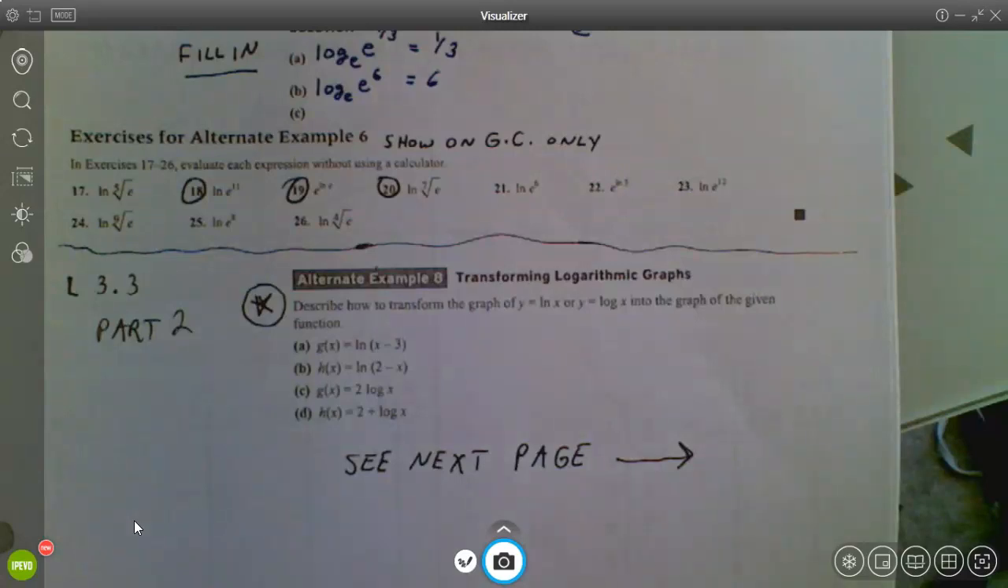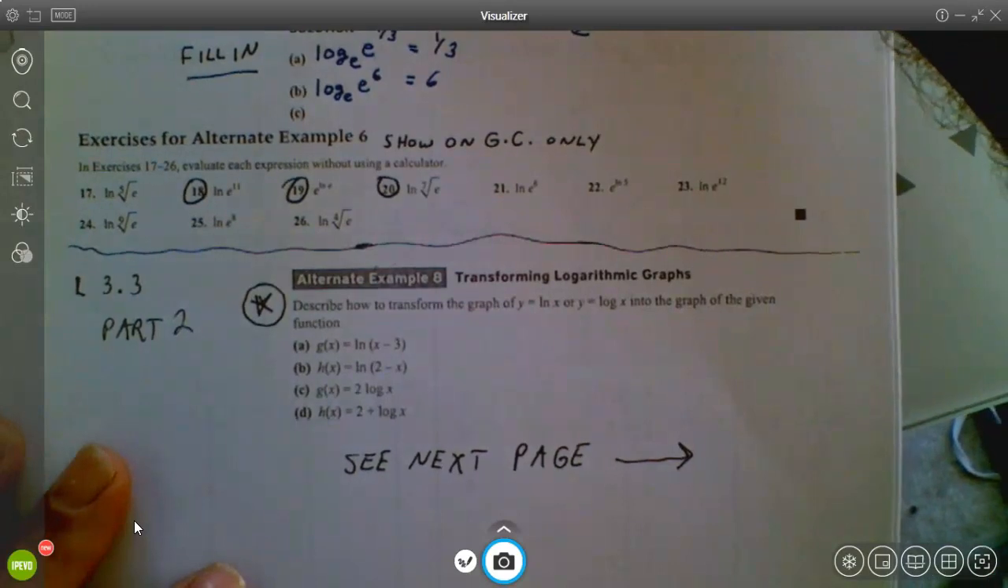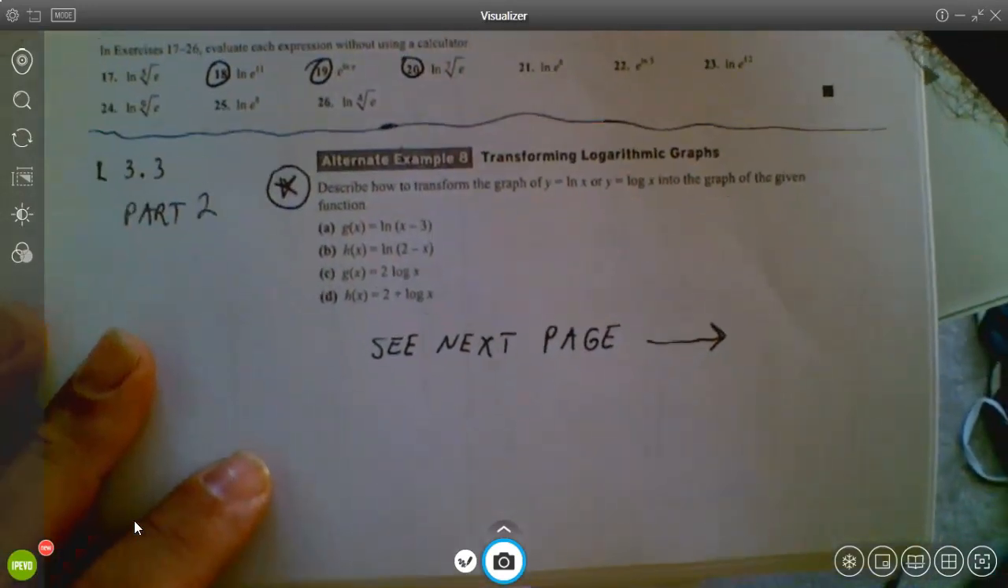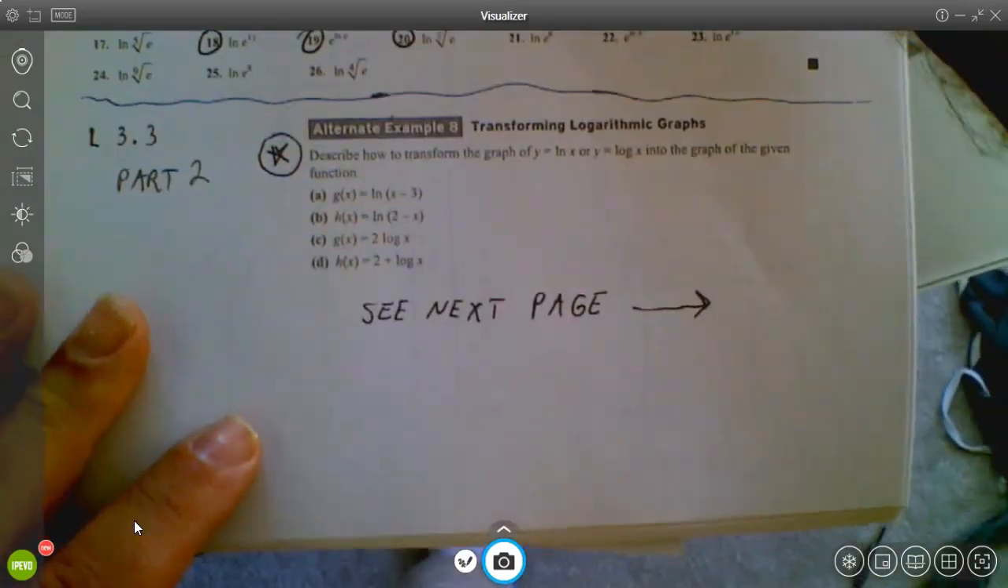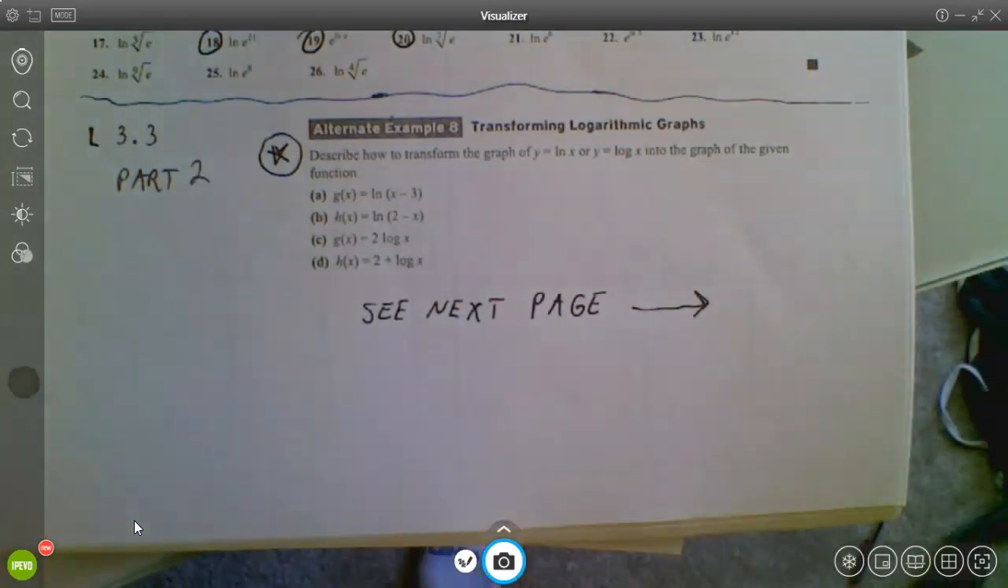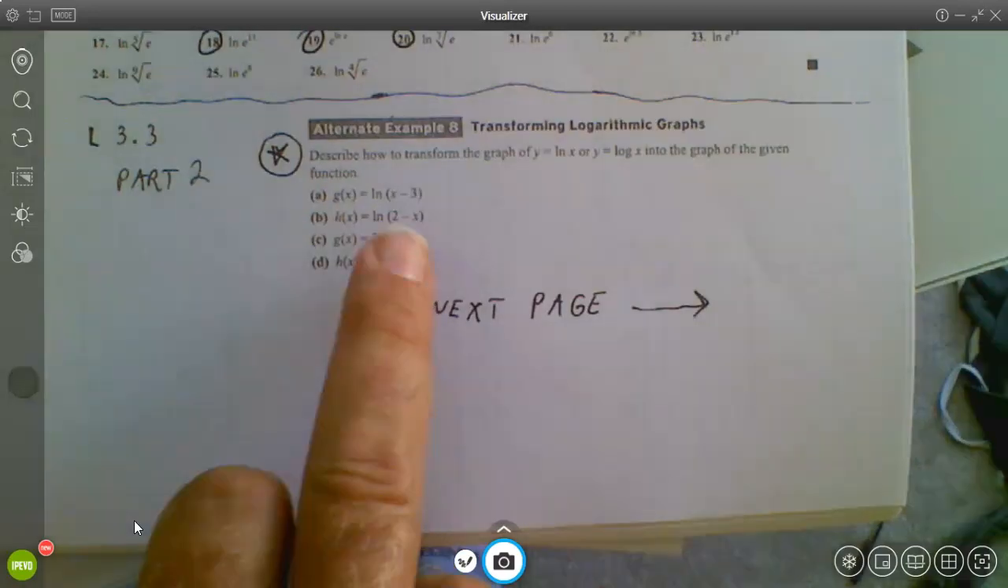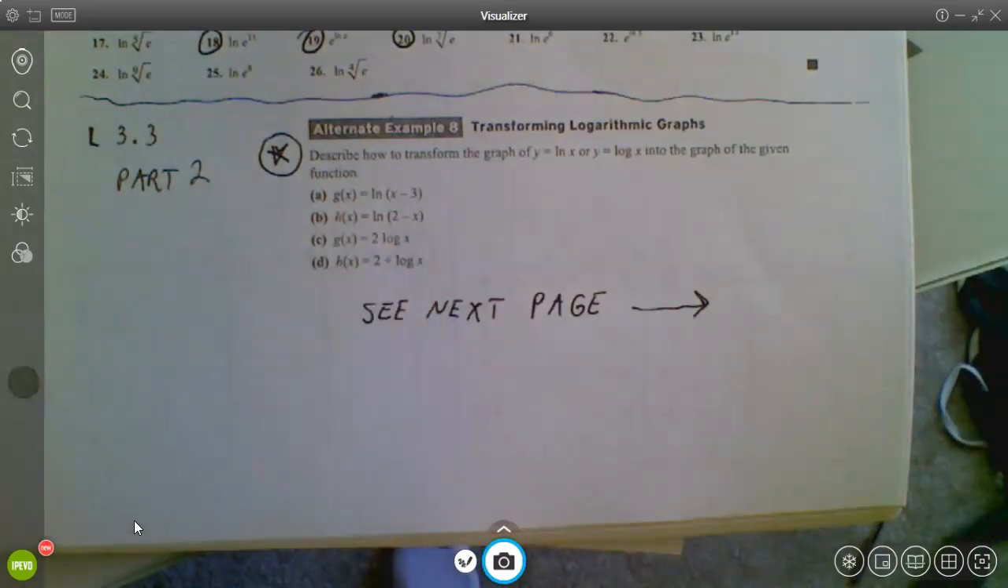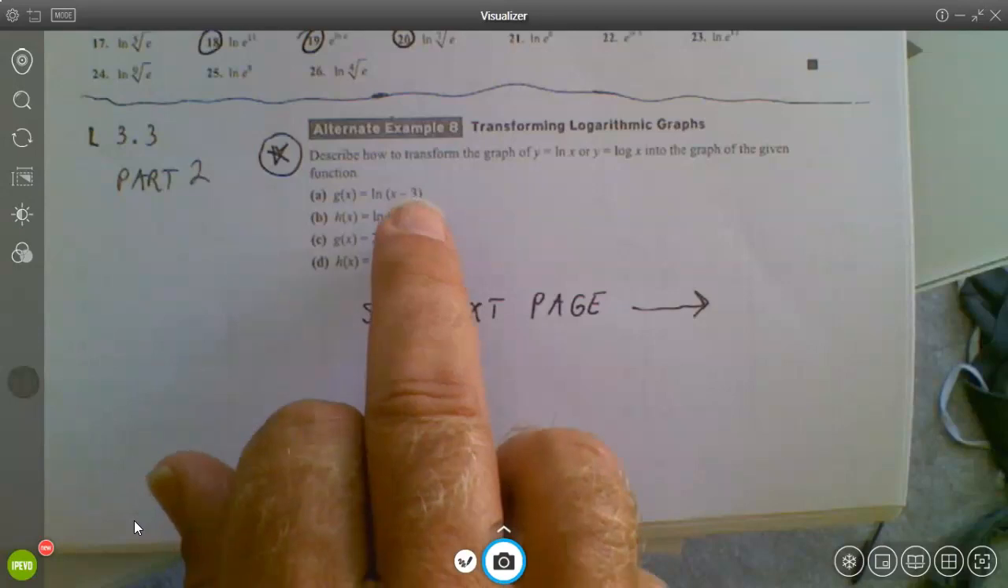Today we are looking at part 2 of lesson 3.3, getting into some transforming of our log graphs. In the previous video, I started by showing you the parent functions for logs, and so we're just going to take a look at some transformations on these. I'll be taking you to the next page, but I want you to think, before I switch pages, what these would do to those graphs.